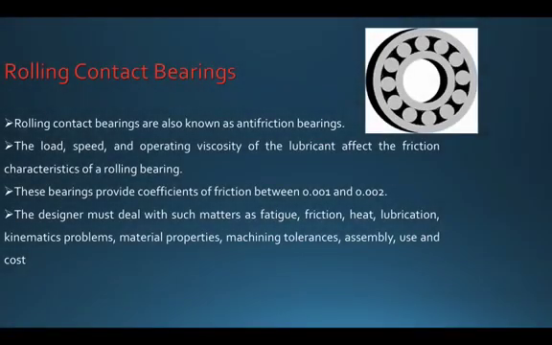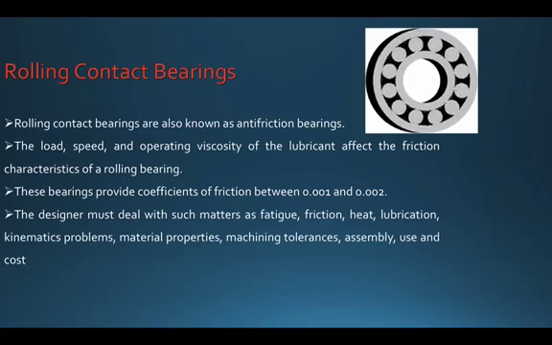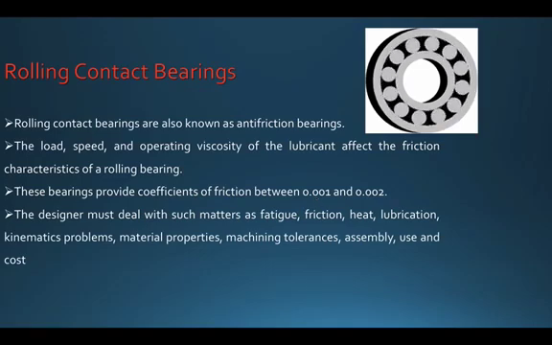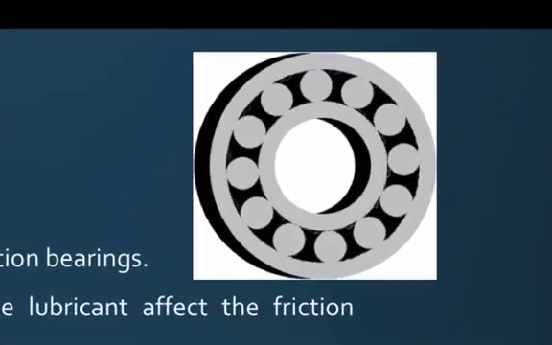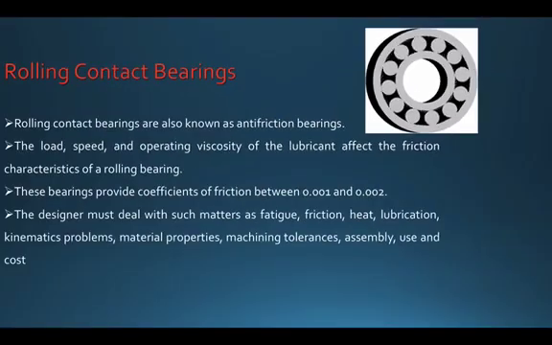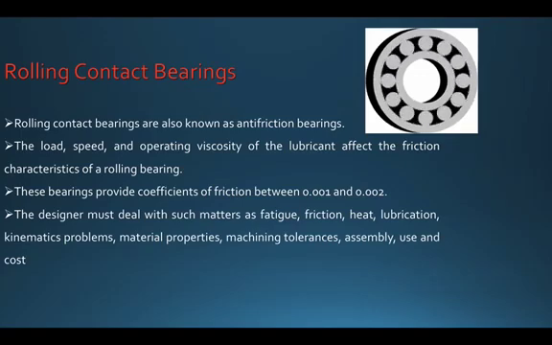The main advantage of the rolling contact bearing is that it converts sliding movement into rolling movement, resulting in a high reduction in the coefficient of friction, which is about 0.0012 to 0.002. While designing a rolling contact bearing, we deal with fatigue, friction, heat, what lubrication one should use, kinematic issues, material properties, machining tolerance, and the assembly of the bearing. All these factors should be considered while designing a rolling contact bearing.